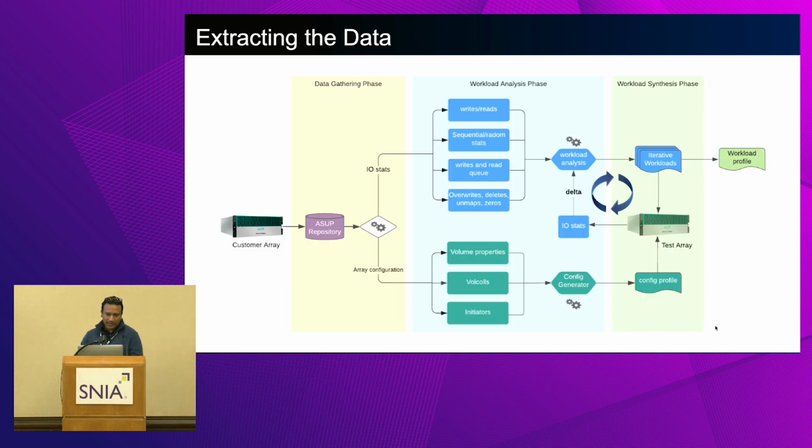So once we have captured all of this, the configuration aspect goes through a config generator. What do you do to capture the customer array? So there is something called a call home or ASUP where the systems basically dump some of the stats into our ASUP database. That's hosted at HP.